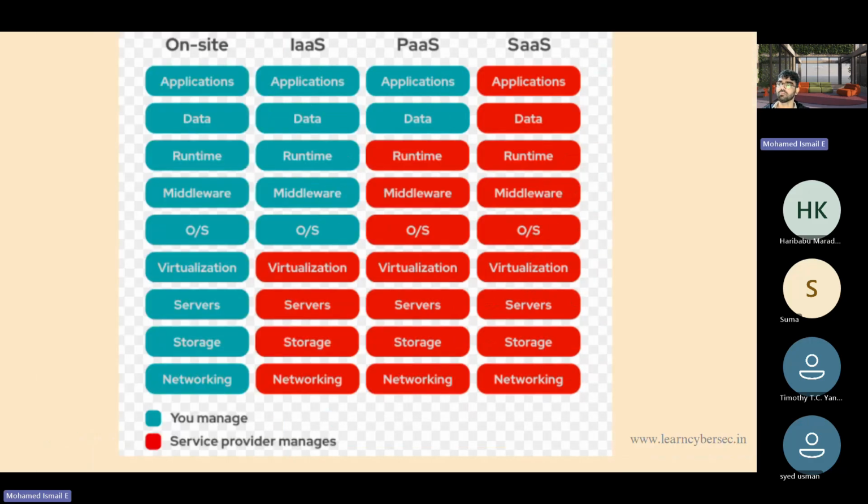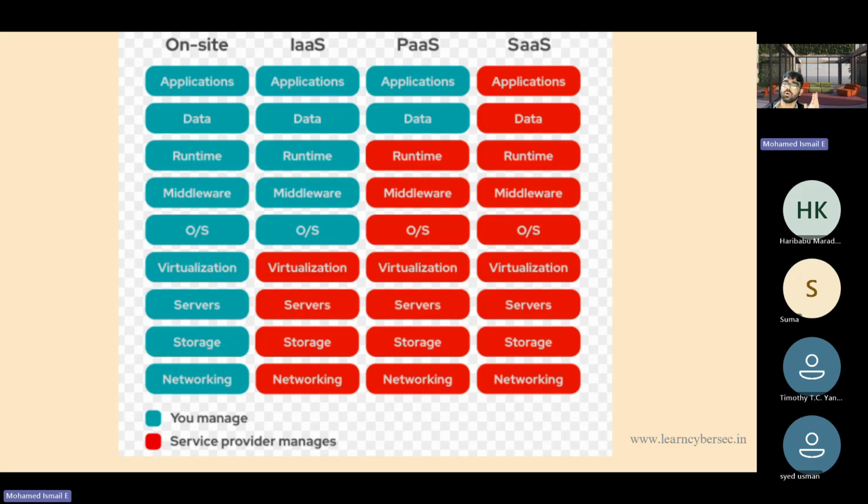The next one. In IaaS, infrastructure as a service, networking, storage, servers, and virtualization are taken care of by the service provider. On top, you will install the OS, you will install the application, you will load the data, and connect the application to the data. That is taken care of by you, which is called infrastructure as a service.